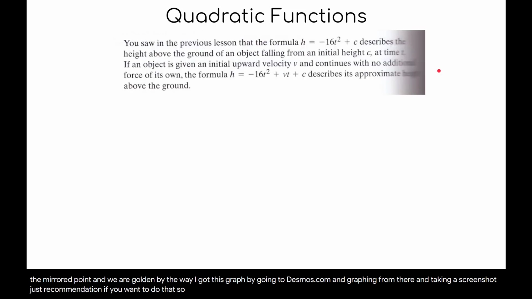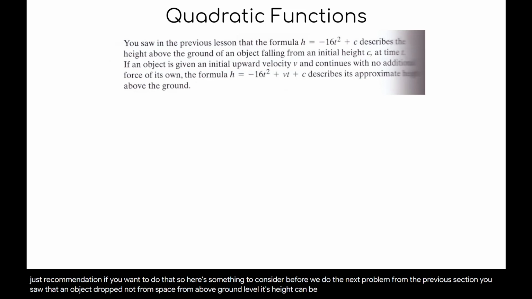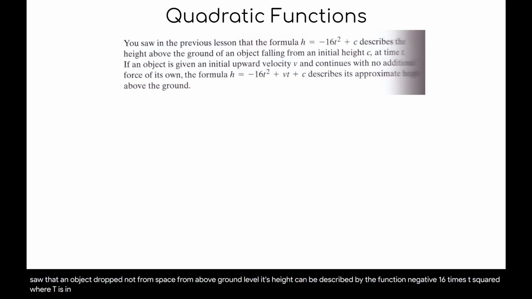So here's something to consider before we do the next problem. From the previous section, you saw that an object dropped, not from space, from above ground level, its height can be described by the function negative 16 times t squared, where t is in seconds, plus c, where c is the initial height of that object in feet.